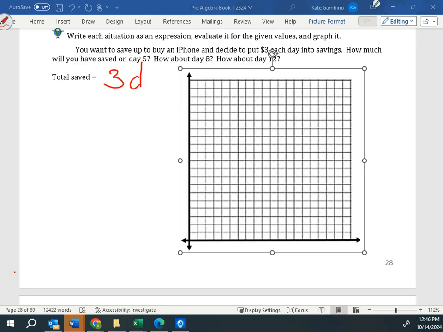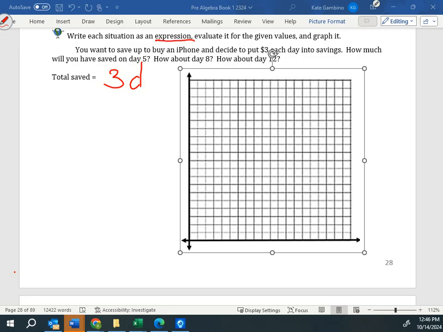So does it have to be D for day? No, you could put in X. It works for me to match up my variable with what is changing. The day is what's changing, so I use that first letter. That's just how it makes sense to me. If you use an X, that's fine. It would not be marked wrong for that. Okay? So that's our first step, writing our expression.